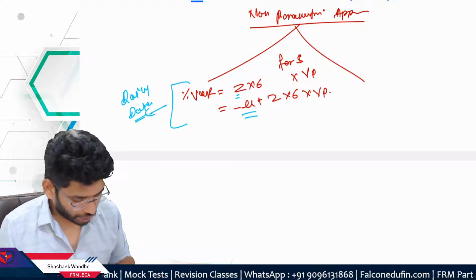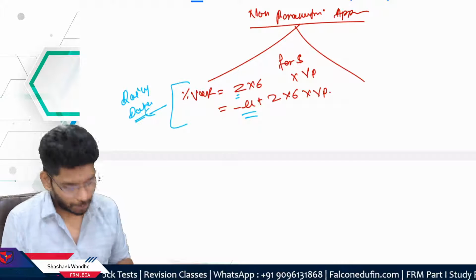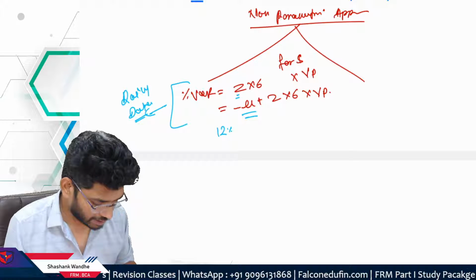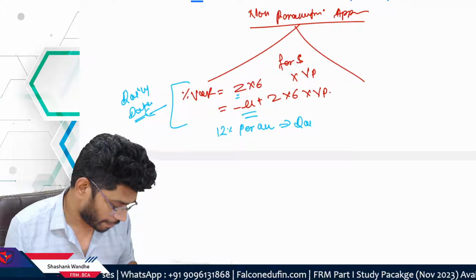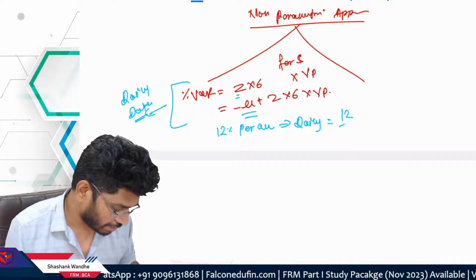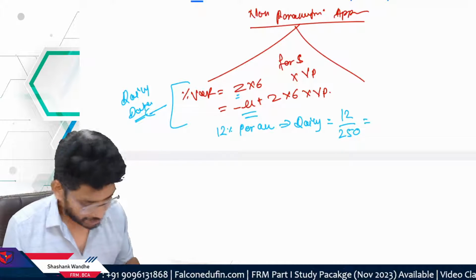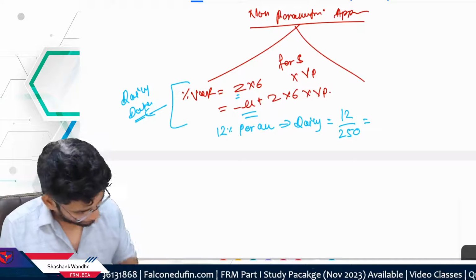And I have a simple question for you. If a particular stock provides a return of, say, 12% per annum, what is the daily return? For the daily calculation, you can simply do this, assuming 250 working days, and do the calculation.